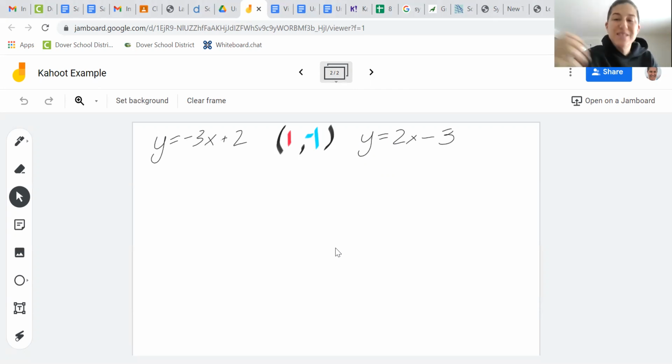So let's take that point and see if it's a solution to the equation. And if it's a solution to both of these equations, then it's a point on both the lines. It's the only point on both the lines. It's a point where they cross. So let's see. I know it's a little confusing, but let's see.